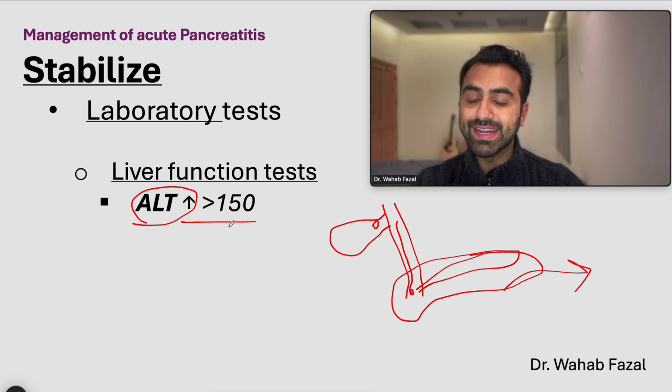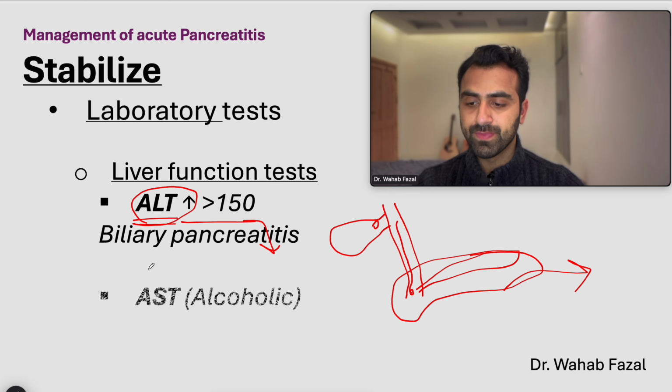Therefore, if you have ALT greater than 150, and this actually gets tested in your exam a lot, they will not give you a lot of cues, but what they will give you is that ALT is greater than 150, and they will ask what is the cause of pancreatitis here, and you want to pick biliary pancreatitis or pancreatitis due to gallstones. What else?